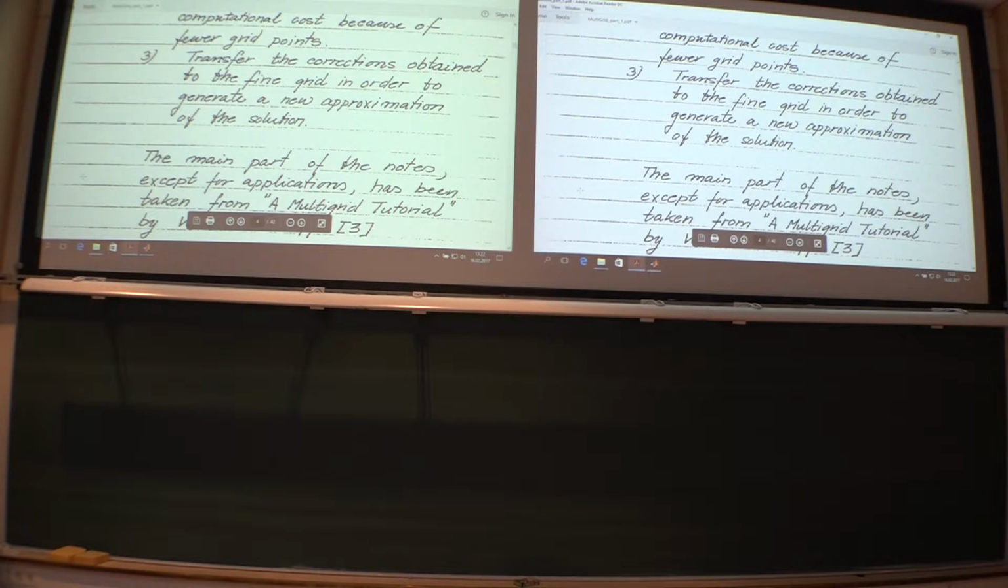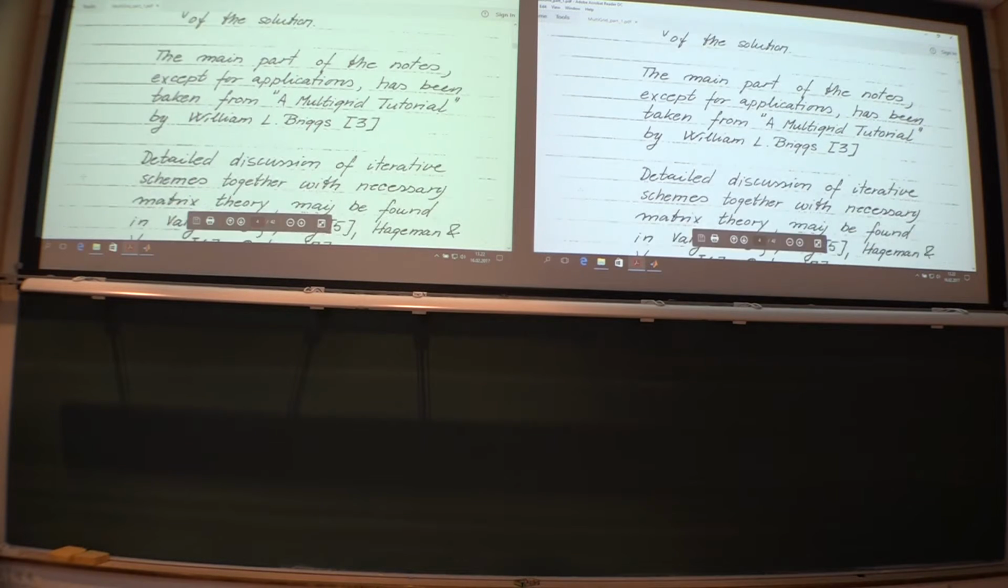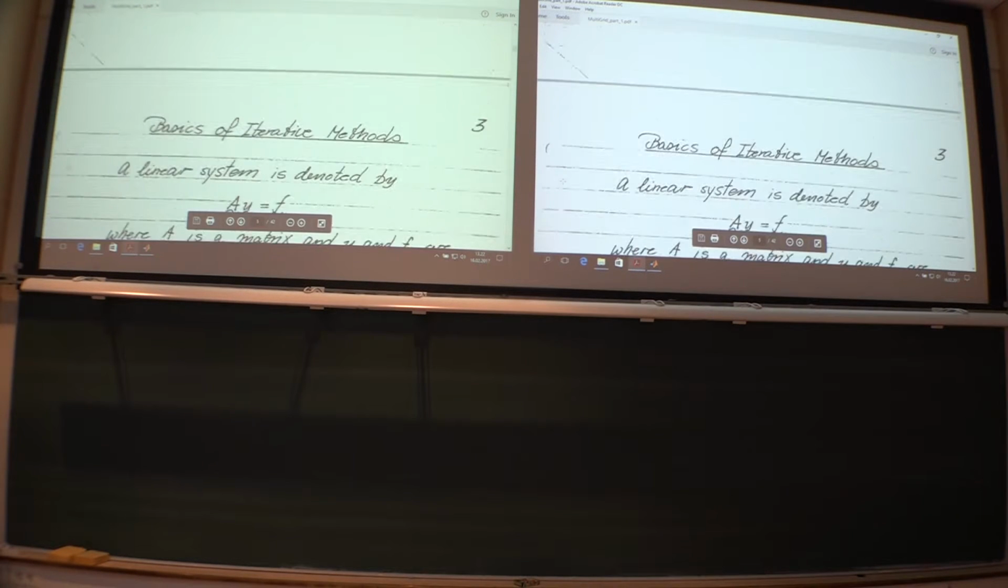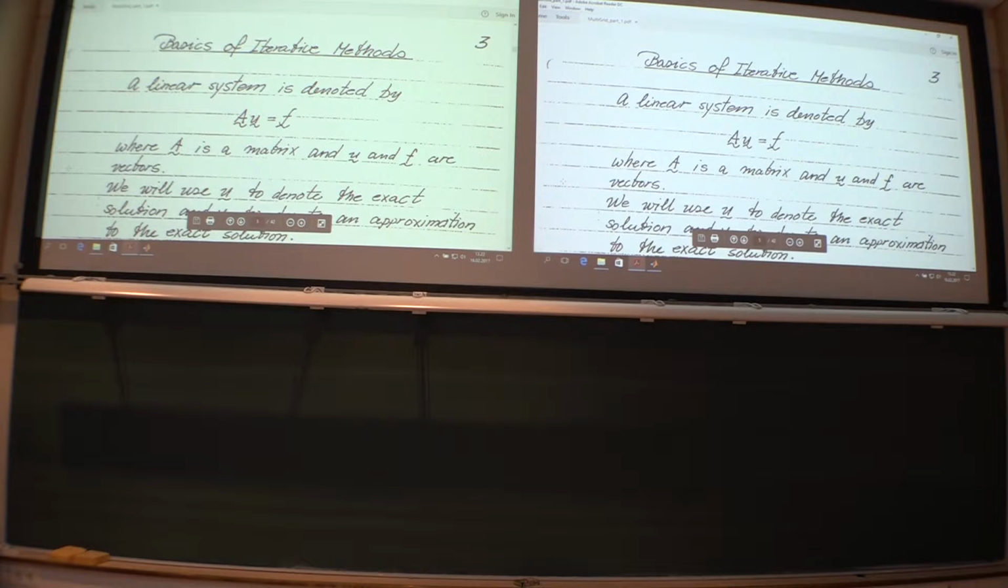So as it says here, the main part of these notes is based on a multigrid tutorial by Briggs, which you have been given on the homepage. And you find a lot of material if you're interested, but I warn you, some of these books will be very heavy when it comes to numerical theory. So be my guest, but they will be tough. So we start.